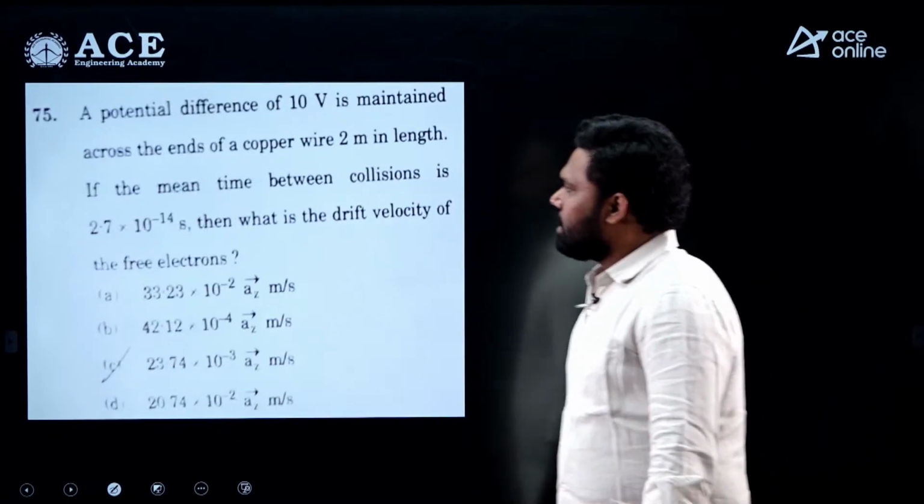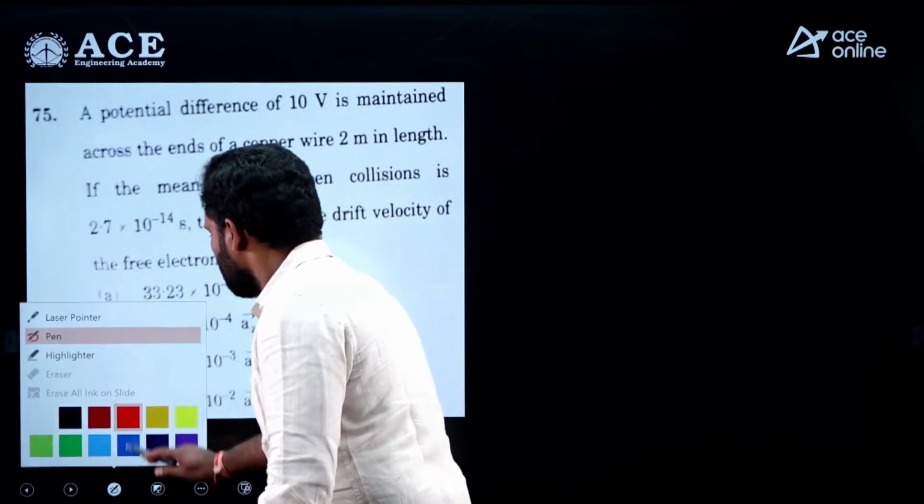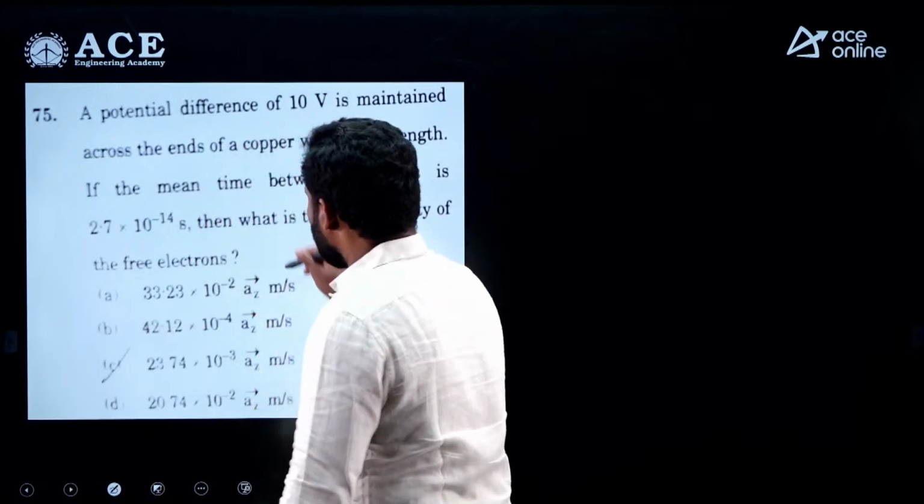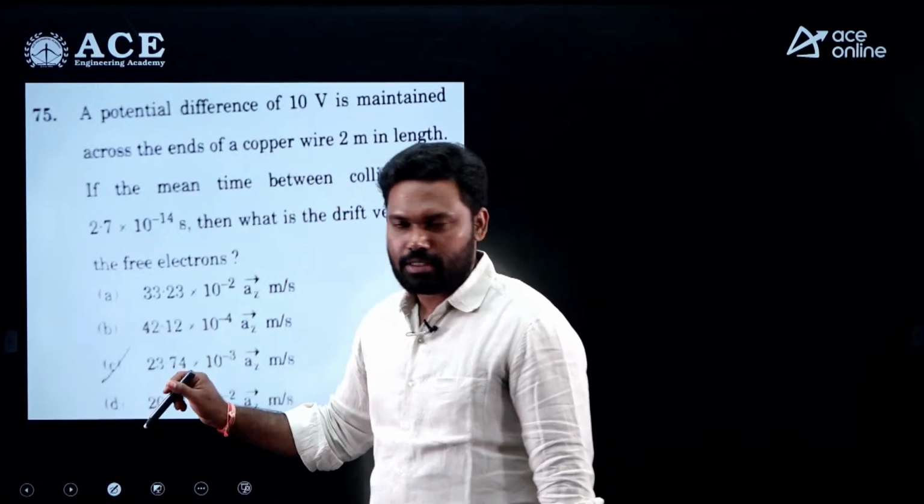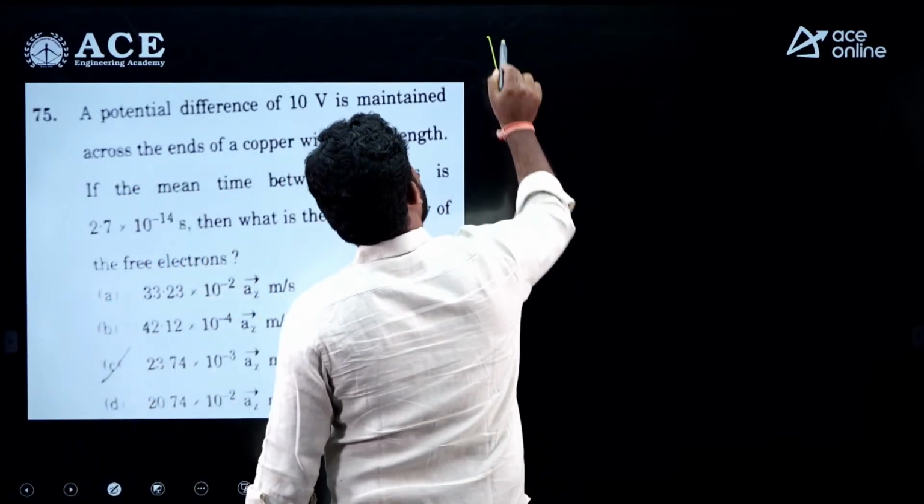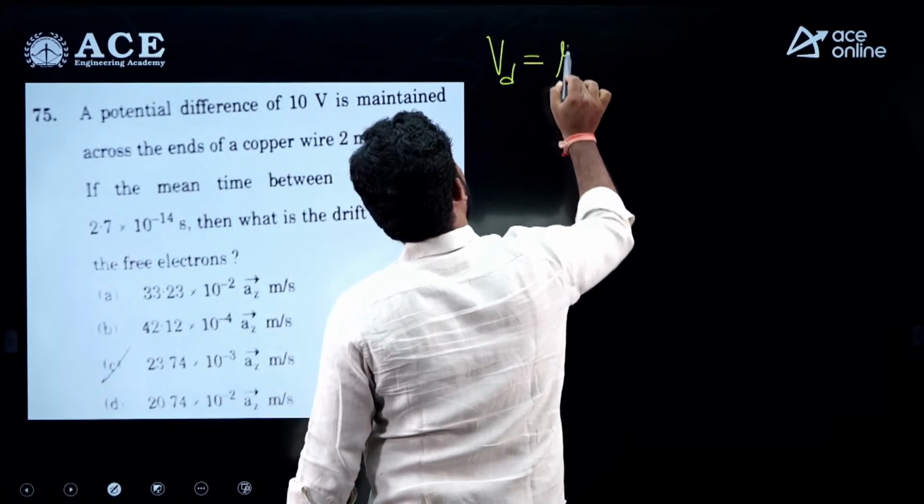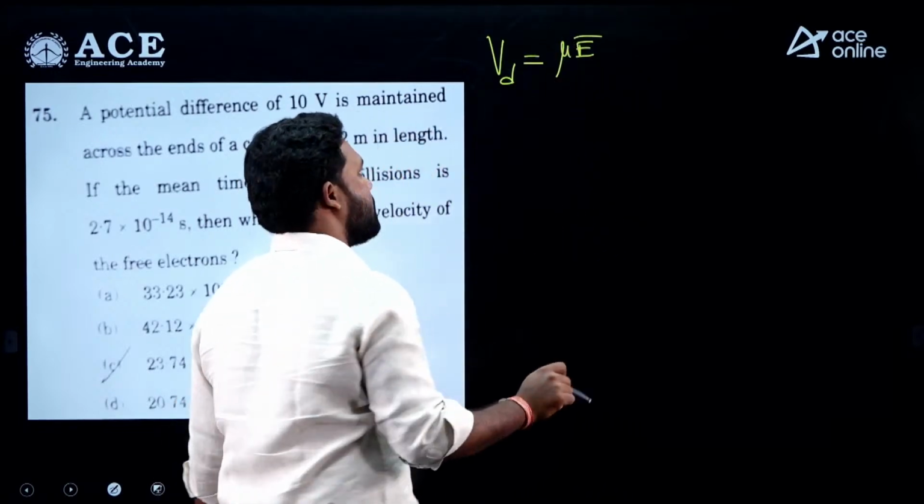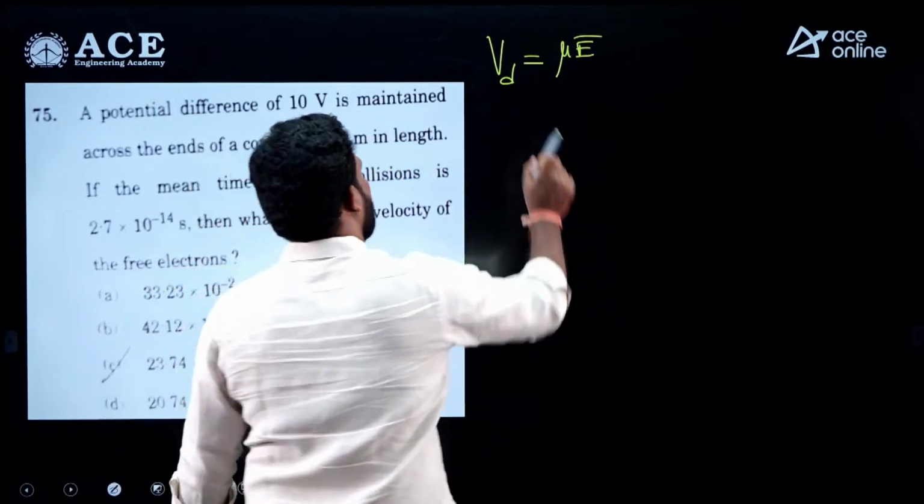Next, yes, you can take this as an EDC question. The only thing is he has placed a unit vector. Fine. So it is a very fundamental question. What is this VD? VD is equal to mu into E. Some will say minus mu into E. Okay, this is a vector form.